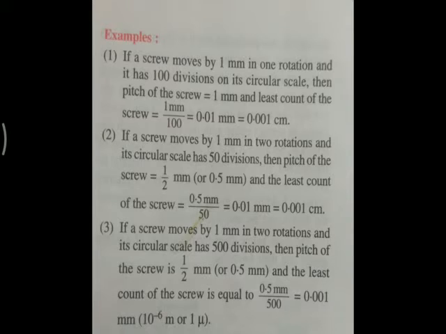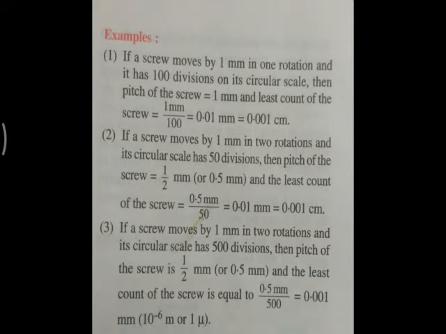Third example: a screw moves by 1 millimeter in 2 rotations. That means again the pitch is 0.5 millimeter, because pitch is the distance moved in one rotation, right? The circular scale has 500 divisions. Total number of divisions is 500. Least count is pitch divided by total number of divisions, so it will be 0.5 divided by 500. So you will get 0.001 millimeter, right?